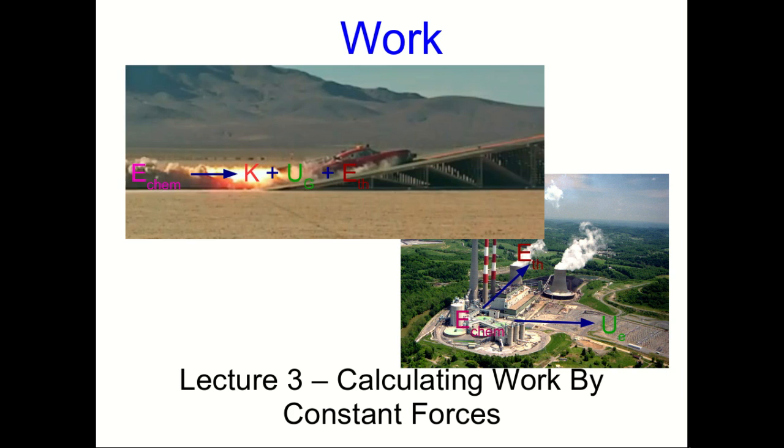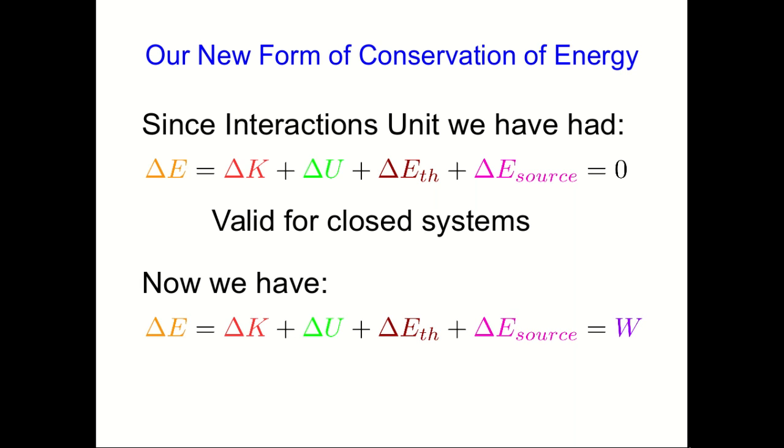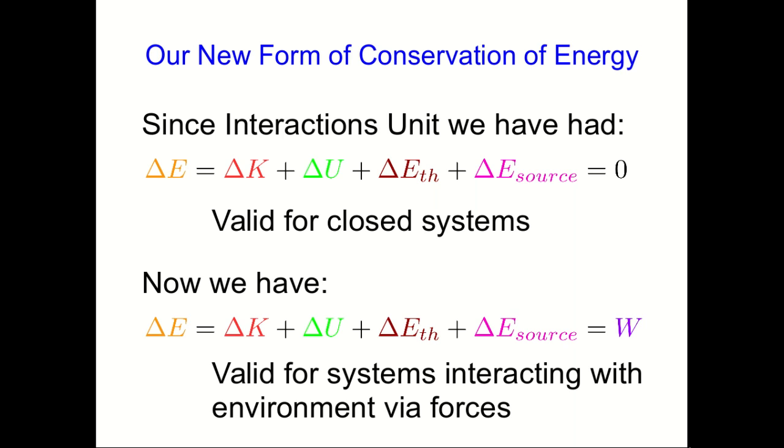We've learned about the ideas of work, now it's time to calculate work. We'll start with the simple case of work by constant forces. What the idea of work has given us is a new form of conservation of energy. Since the interactions unit, we've had this form, which is valid as long as you're talking about closed systems. But now work allows us to work with non-closed systems as long as they're interacting with the environment via forces.